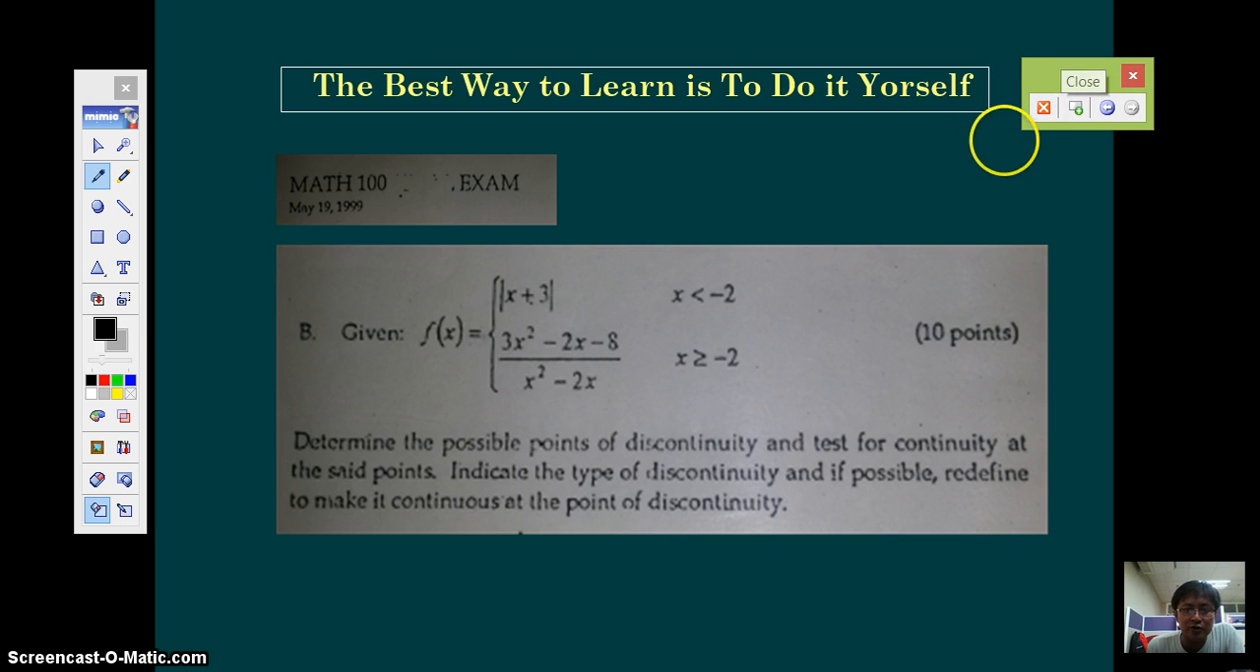Now on to my favorite part. Best way to learn is do it yourself. This is a screen clip of a question way back in May 1999. So this is the question. I want you to answer this and check for continuity for the given piecewise defined function.